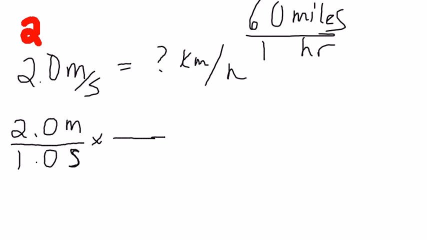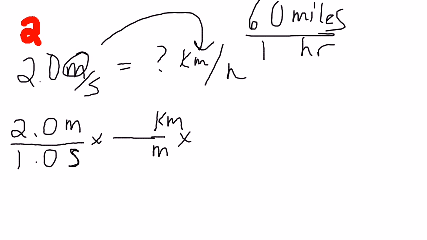And you do one at a time. I know that I need to convert meters to kilometers. So what I'm going to do right now is actually just ignore the seconds. I'm going to convert my meters to kilometers first. Meters divided by meters will cancel. And kilometers, kilo means 10 to the positive 3. So in 1 kilometer, there's 10 to the positive 3 meters.